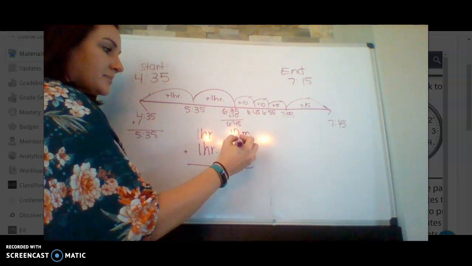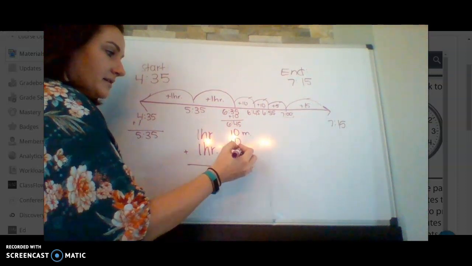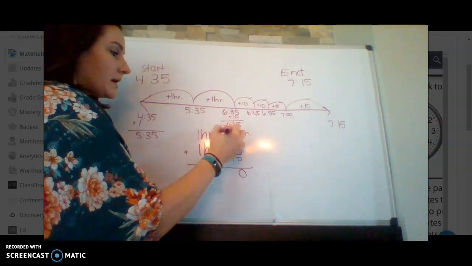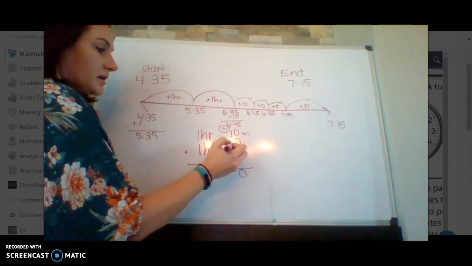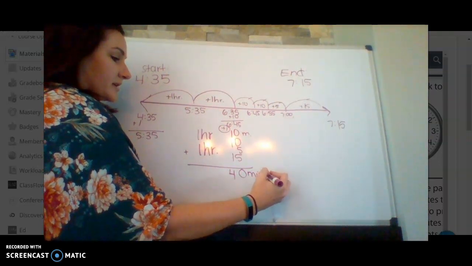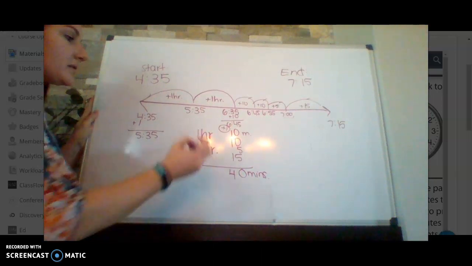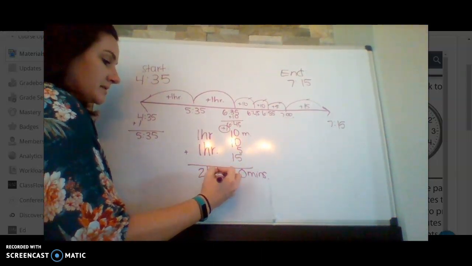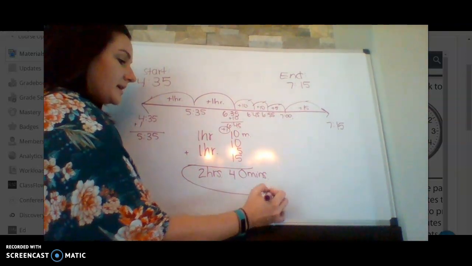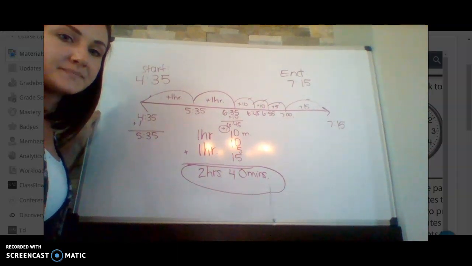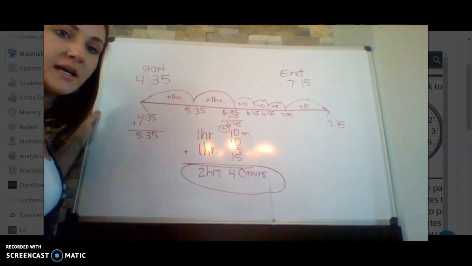So I have 0 plus 0 equals 0, and 5 plus 5 gives me my 10, carrying my 1. And then we have our ones, 1, 2, 3, 4, giving me 40 minutes. And then adding my hours, so I have 1 hour plus 1 hour gives me 2 hours. So your total time would be here 2 hours and 40 minutes. All right, double check your work, and then we'll go on to the next one.